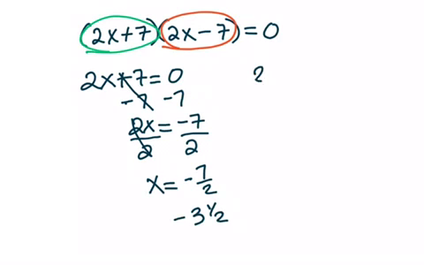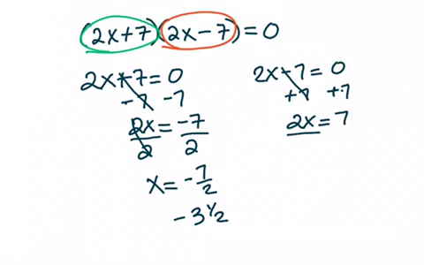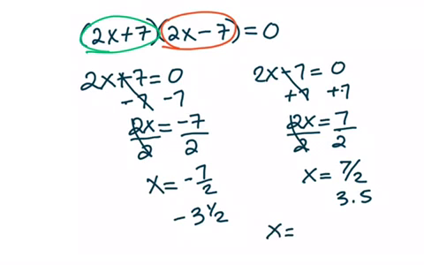The other one is 2x minus 7 equals 0. So I'll say plus 7 on both sides. 2x is 7. Again, I divide by 2, and x is going to equal 7 over 2, or 3.5. So my answers are x equals positive or negative 3.5. Those two answers.